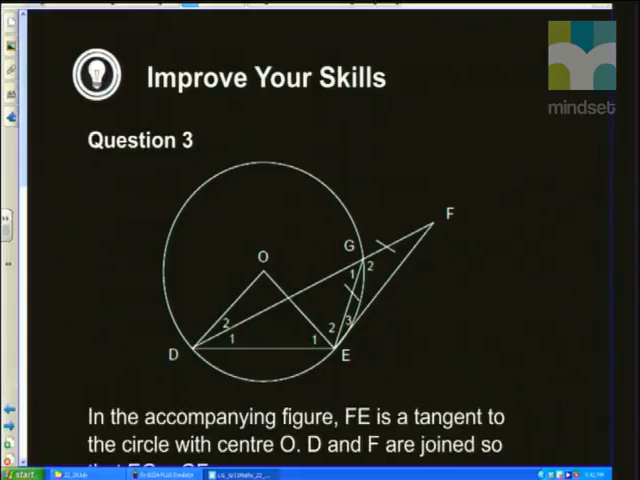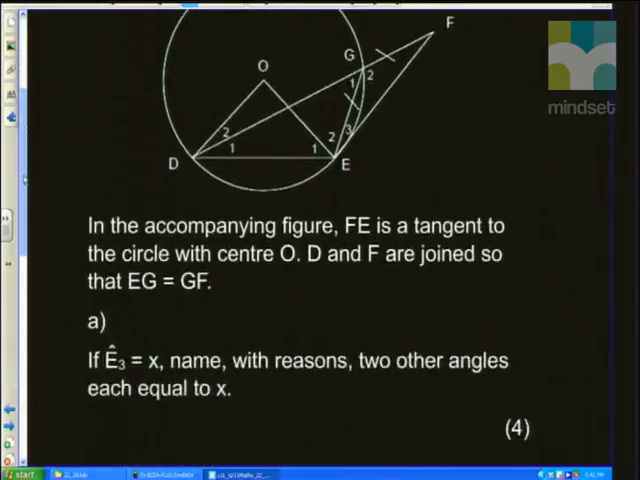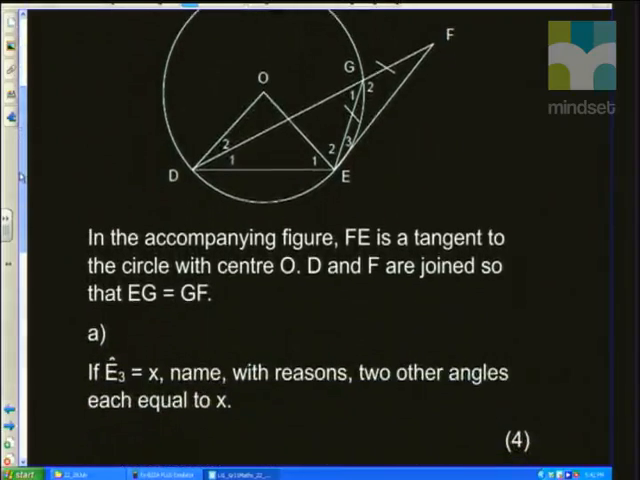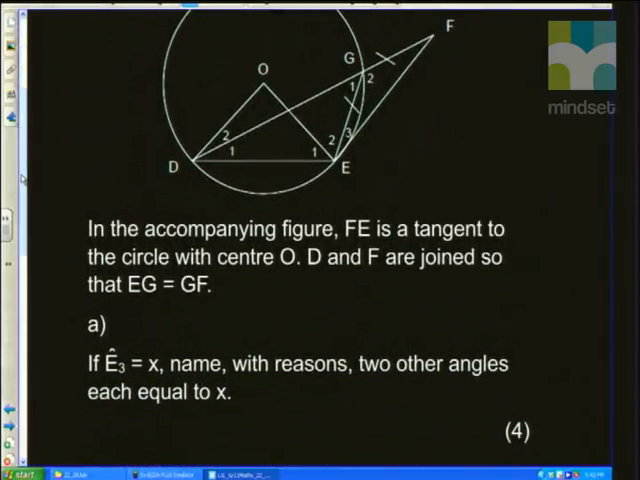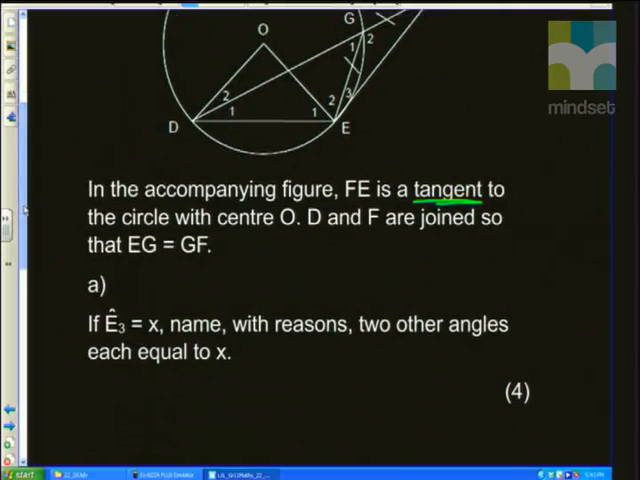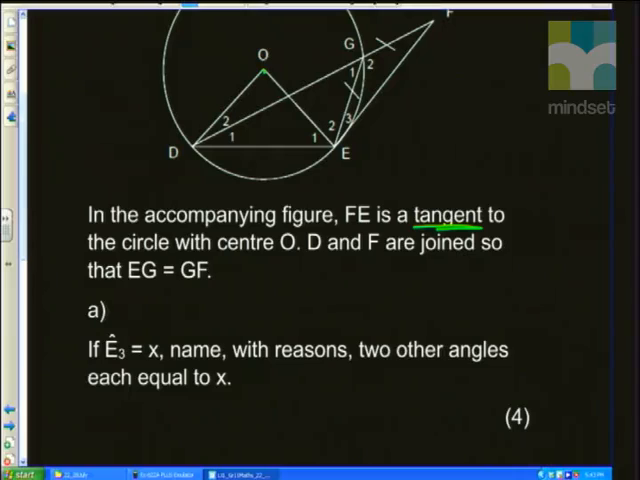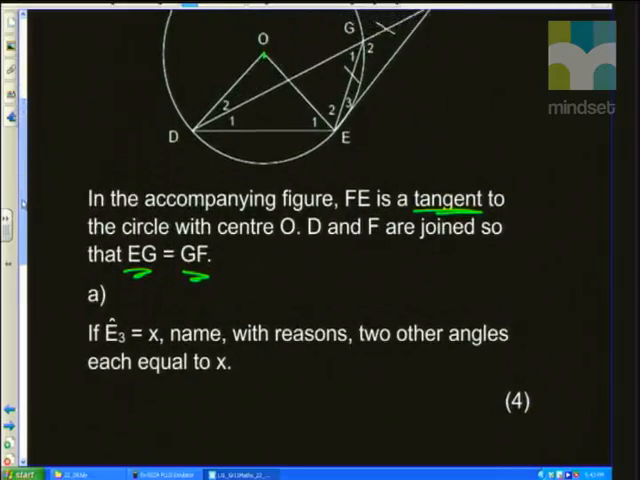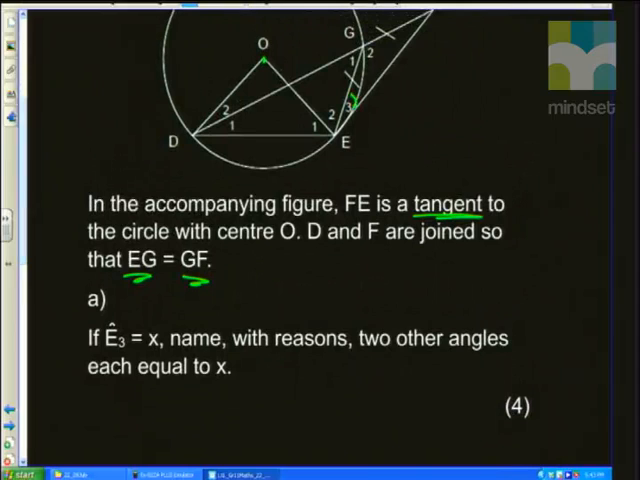All right. Now, guys, we move on. We've got the next question, question 3. In the figure, FE is a tangent. Someone was talking about tangents just now, one of you learners, to the circle with center O. So there's center O there. D and F are joined such that EG is equals to GF. So EG equals to GF. If this is X, if E3 is X, name with reasons 2 other angles equals to X.